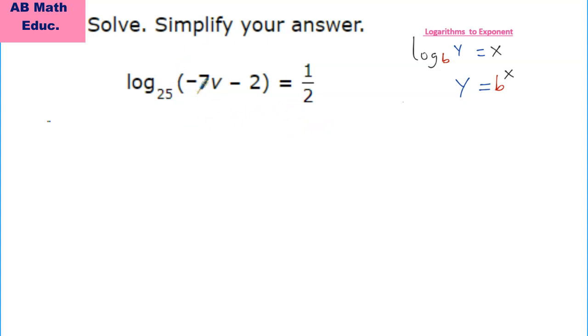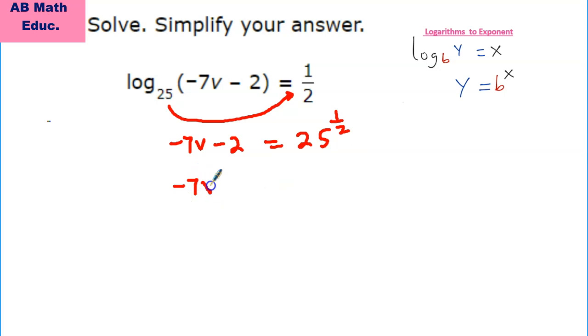So here, okay, they are all together, so all you have to do is just convert the log to exponent. So this will come and push this one up, so negative 7v minus 2 is equal to 25 to the power half. Let's talk about to the power half. To the power half means square root. Negative 7v minus 2 is the square root of 25.